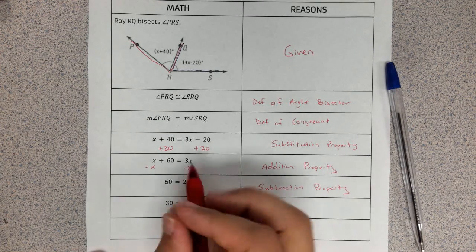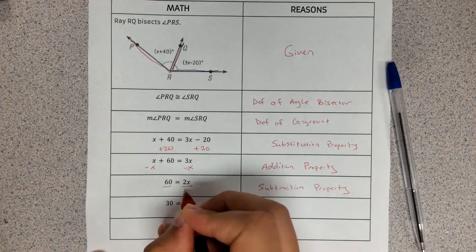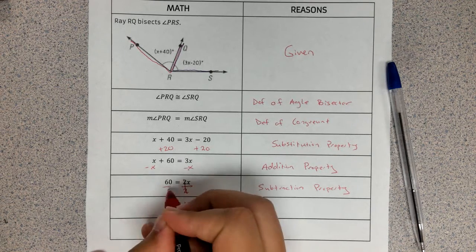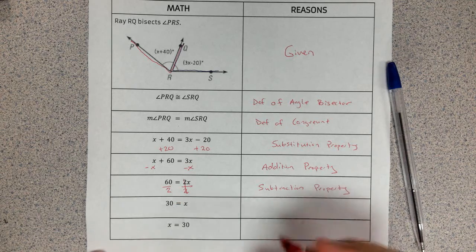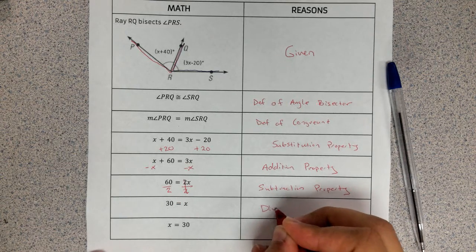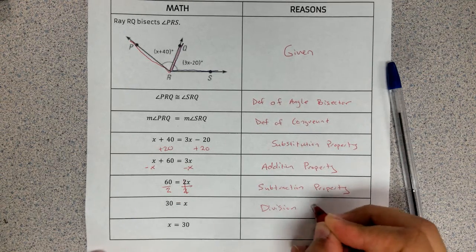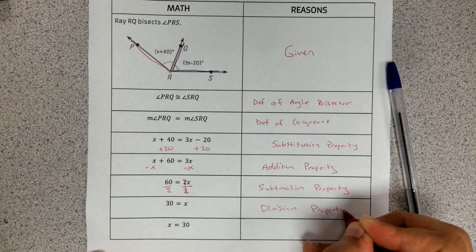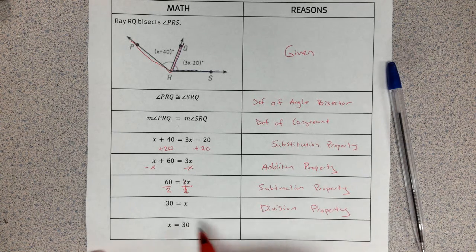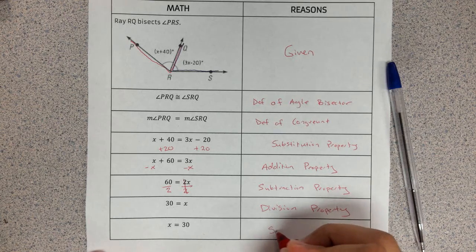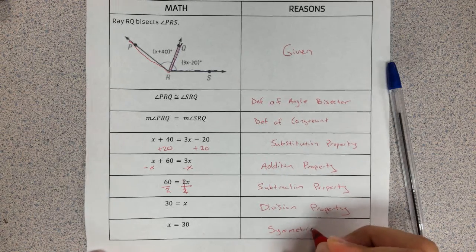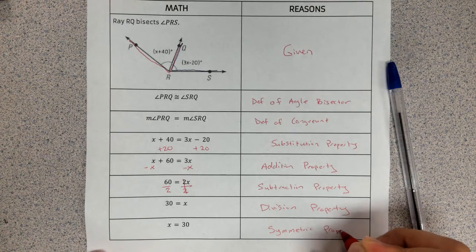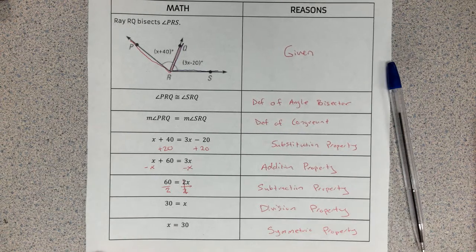Okay, lastly, it looks like we're going to divide by 2 so that we can get 1x on this side. So we get 1x is equal to 30. So that is the division property. And then because of etiquette, we wanted to read x equals 30, so we called this the symmetric property. And with that, you did your angle bisector proof.